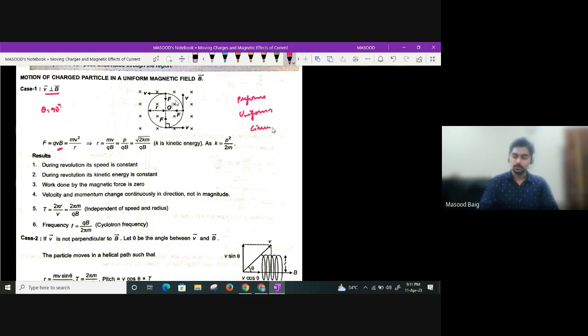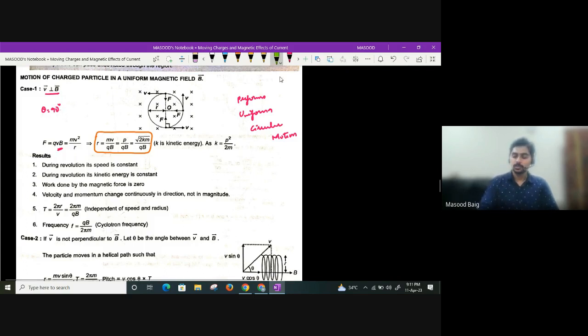And in uniform circular motion, what will remain constant, beta? Speed is going to remain constant. So circular motion it is performing, so the necessary centripetal force has to be provided by the magnetic force. Please remember, the radius will be given as mv by qB, or p divided by qB, or root over 2mK divided by qB, guys.